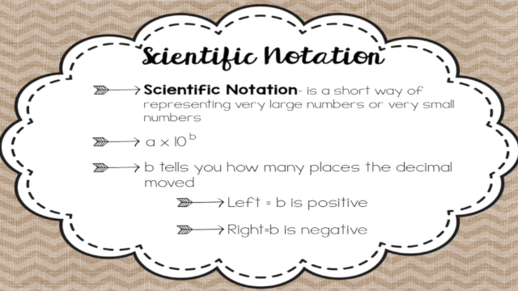But b is going to tell you how many times your decimal place moved. When b is positive, it means that your decimal place moved to the left. When b is negative, it means your decimal place moved to the right. So let's try some examples.